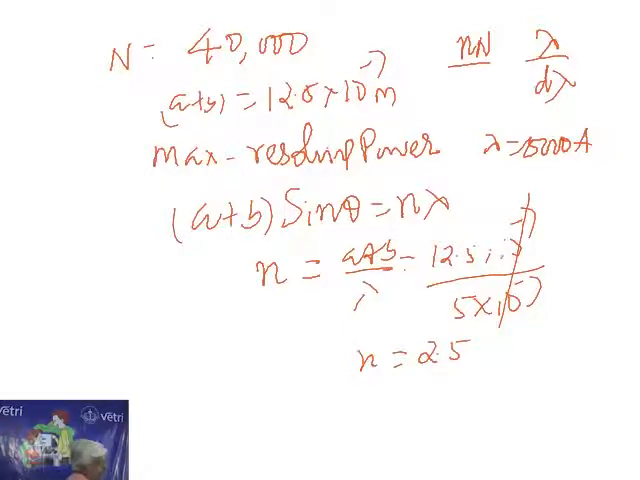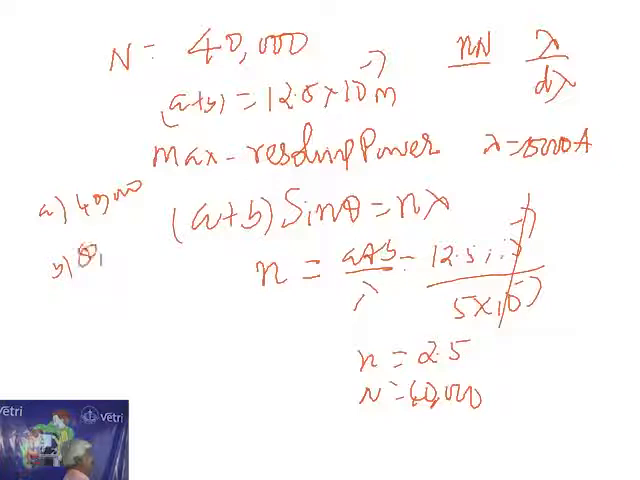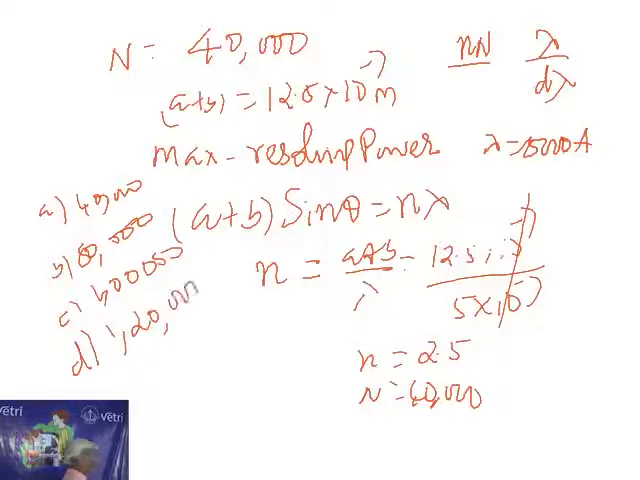The capital N value is 40,000. So the options are: A answer 40,000, B answer 80,000, C answer 1 lakh, D answer 1,20,000. Usually, as per the problem, everyone ticks the value small n times capital N, which is 1 lakh. But unfortunately, you should not take it like that. What is the concept here? See, what is n? N is an order.